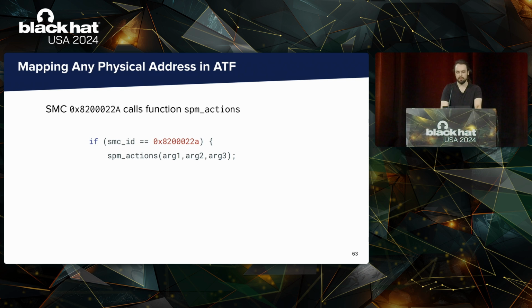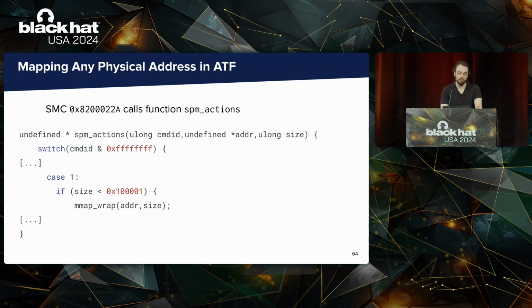A second SMC that we found interesting is this one. It calls a function that we named SPM actions. We don't really know what it does, but as you can see, eventually we reach an mmap function. So this looks interesting, right? We could maybe use it to map a memory range from the secure world. To reach this function, we need to set the command ID to 1, which is not difficult.